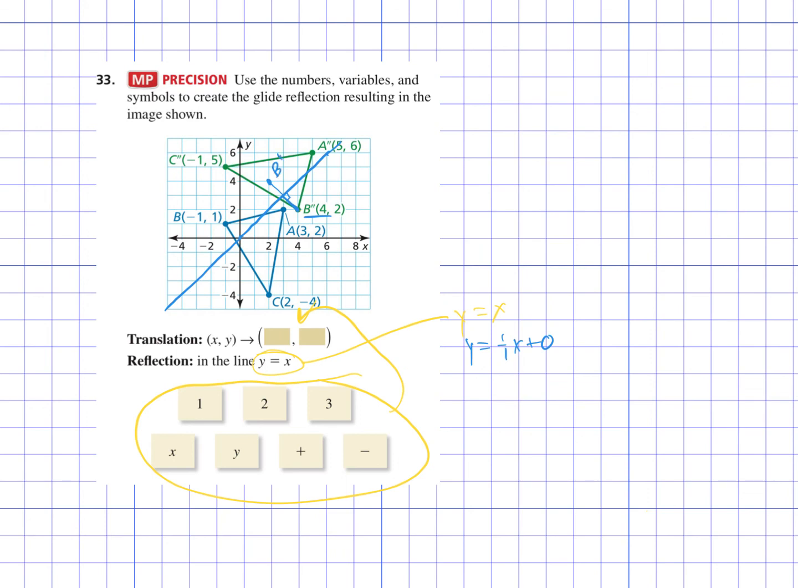Okay, so now that we know B prime, how did we get from B to B prime? Well, it's a translation. I'll do this in yellow. We went to the right 1, 2, 3, and up 1, 2, 3. So x, better do it in black, x plus 3 and y plus 3. That's what goes there. The x is used, the y is used, the plus is used, and 3 is used. The 1s and 2s are not used, and the minus sign. Okay, so right 3, up 3.